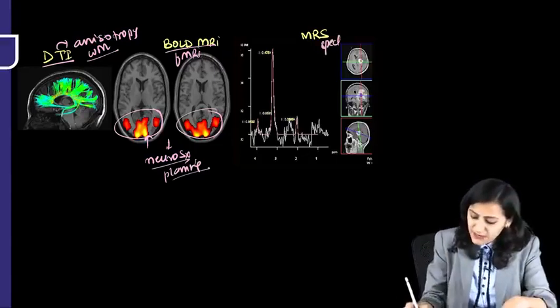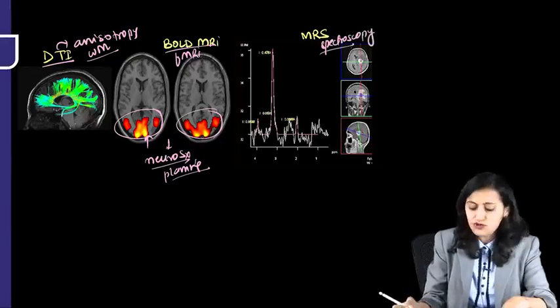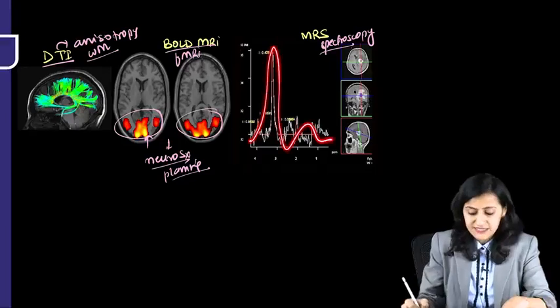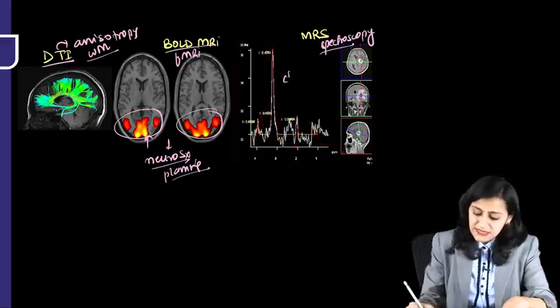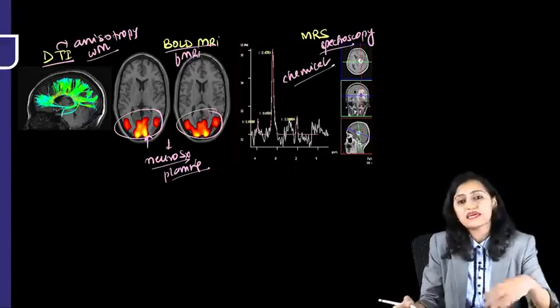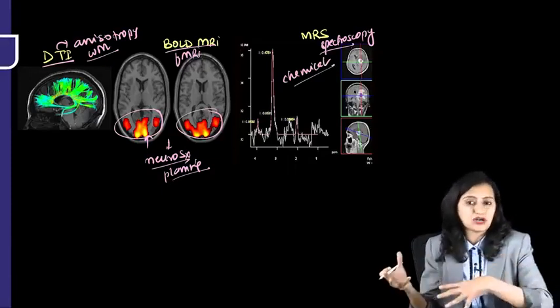Next is MR spectroscopy. As the term says, spectro, it gives a spectrum, a graph. So you can see it gives a graph like this. This graph represents the chemical constituents of a lesion. And based on that, we can narrow down the differential to a diagnosis.